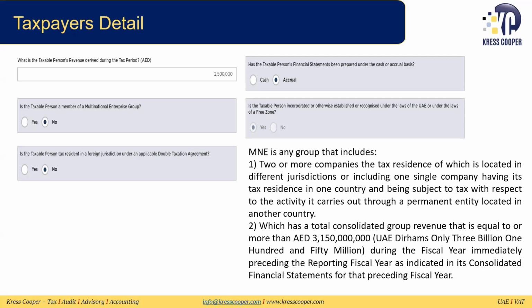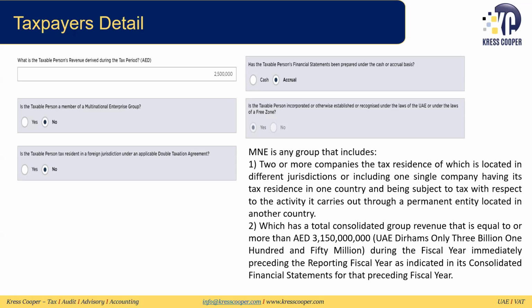Again, they are asking whether the taxable person's financial statements have been prepared under cash or accrual basis. So we know if the taxable person's revenue is up to 3 million, then they can prepare the financial statements under the cash basis. If it is more than 3 million, they need to prepare it on the accrual basis. So that is why this question is popping up here. Again, they want to cross check with how much the revenue is during the period. For example, if you select more than 3 million, then you're not eligible for the cash basis. And that is why this information is required here.